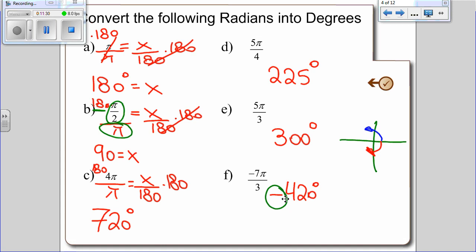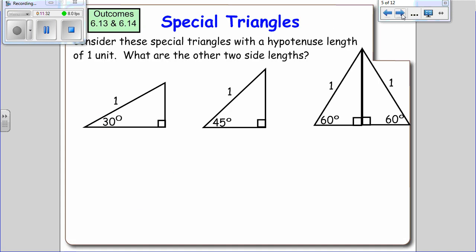Alright, the next thing we're going to investigate is something called special triangles. These special triangles are going to link into something called a unit circle, which we'll do in the next slide. The unit circle will always be given to you in this class, but next year you'll have to make it completely on your own. So you will have to memorize it next year.